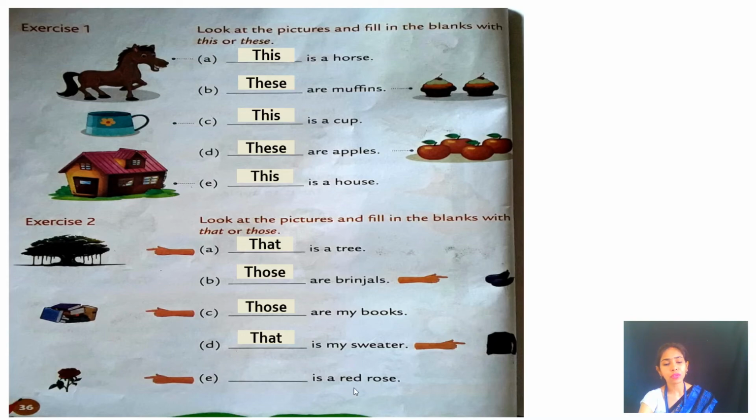Dash is a red rose. So see, the red rose is kept far and it's one. So what are we going to use? We will use that. That is a red rose, right?